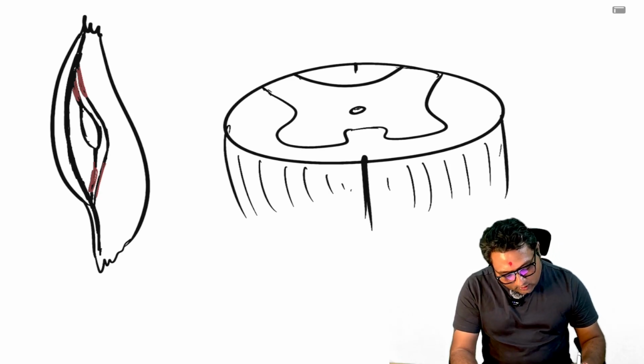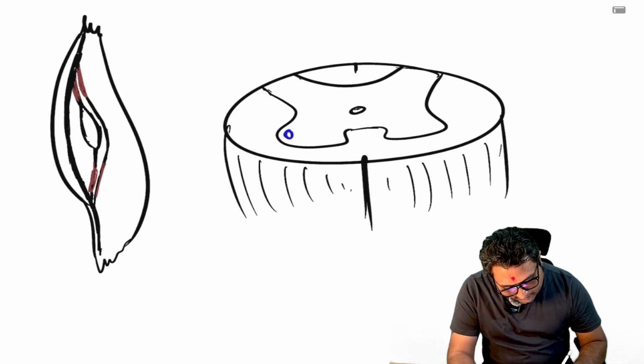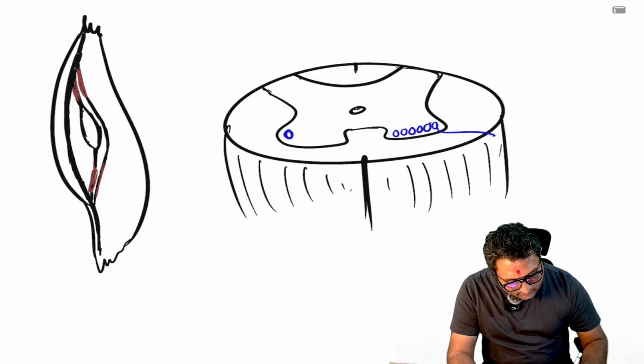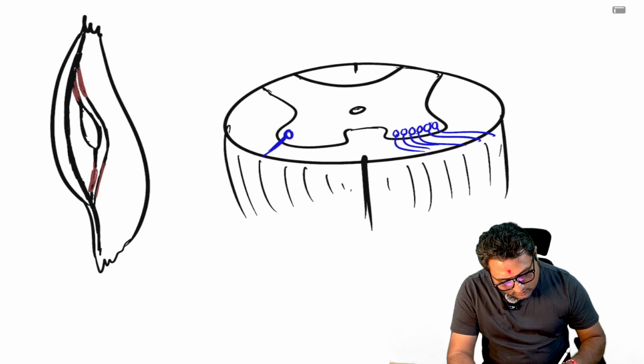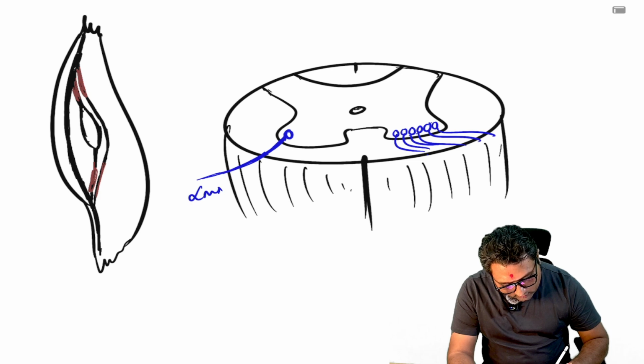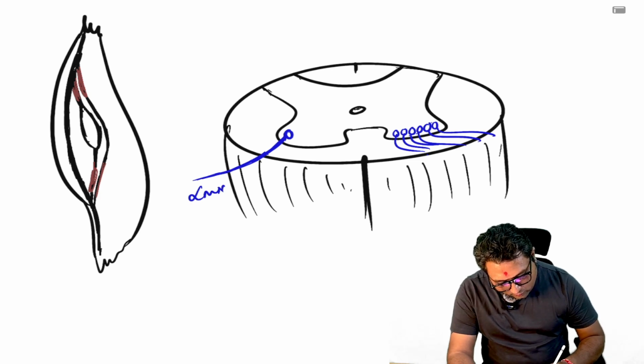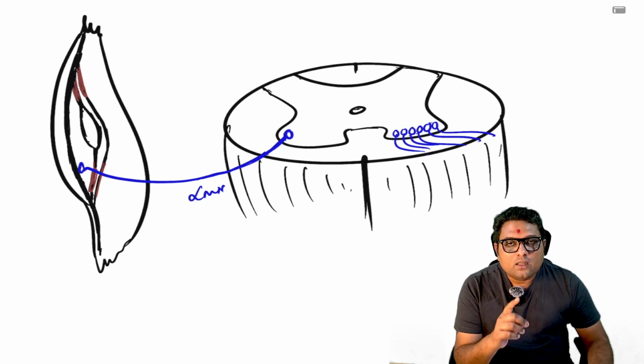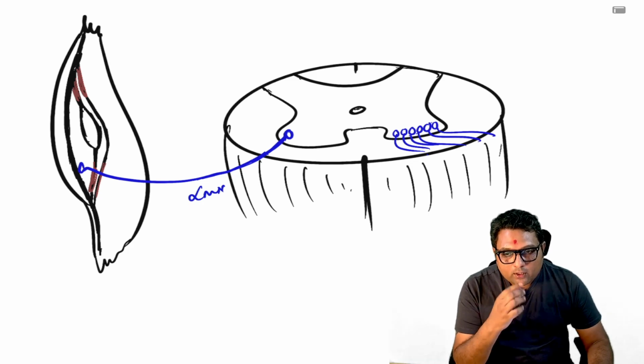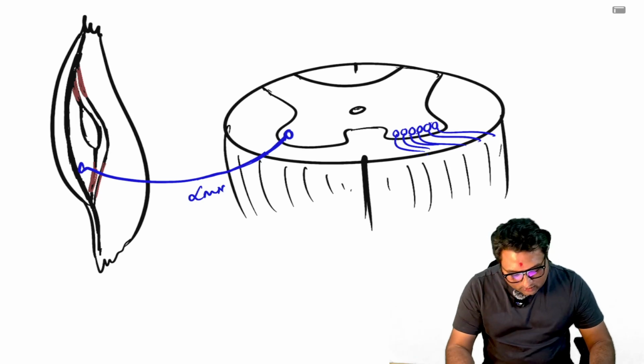So all the motor neurons emerge from the anterior gray horn. Let's suppose one of the motor neurons is emerging from the anterior gray horn, and these motor neurons are called alpha motor neurons, and this alpha motor neuron innervates extrafusal fibers. Alpha motor neuron innervates extrafusal fibers.